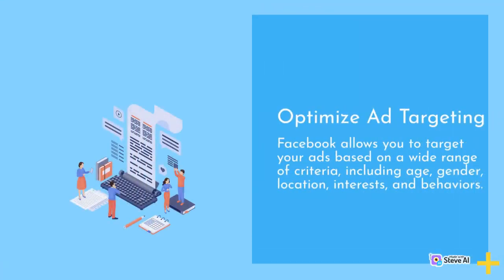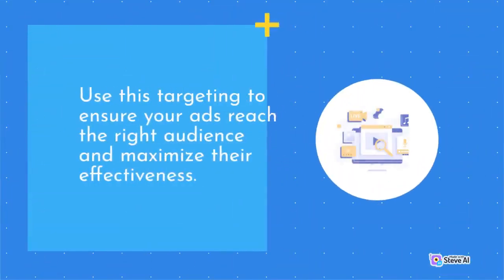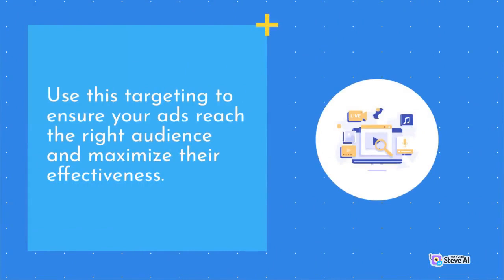Optimize ad targeting. Facebook allows you to target your ads based on a wide range of criteria, including age, gender, location, interests, and behaviors. Use this targeting to ensure your ads reach the right audience and maximize their effectiveness.